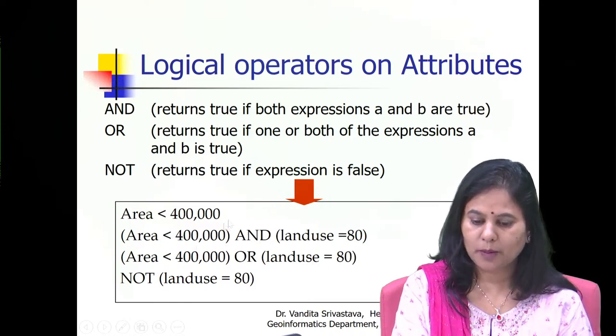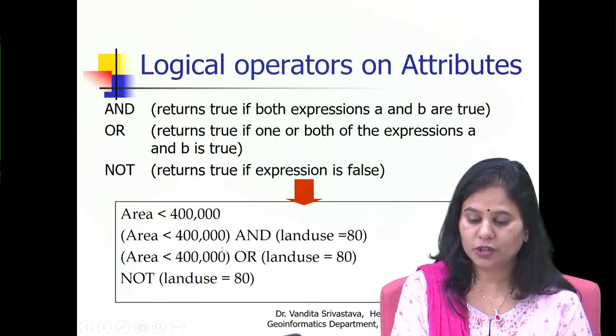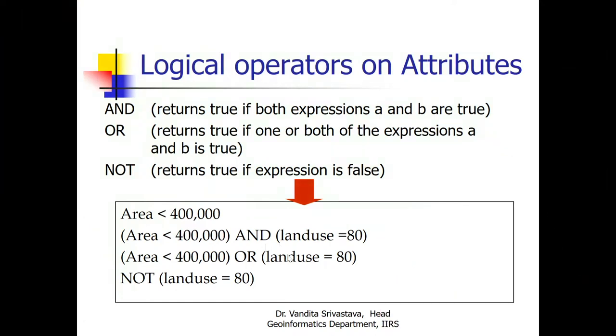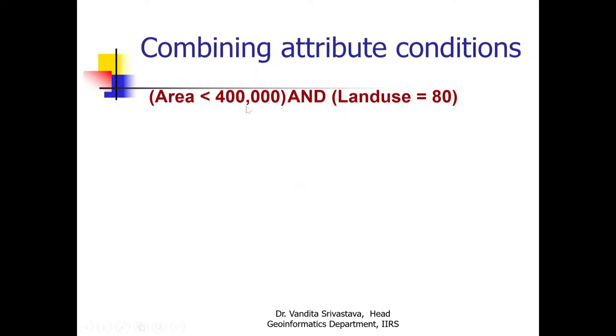Let us also see combining the relational and the logical operations to answer these questions. So let us see them one by one. Area less than 400,000 we had already seen. Now let us also add one more condition where land use is 80. Now 80 could be some code. It could be the code of wasteland or something. Suppose we are interested in finding where are those small patches of wasteland. Suppose my land use code for that in the table is 80. So I will launch this kind of query, area less than 400,000 and land use is 80. Show me all such lands.